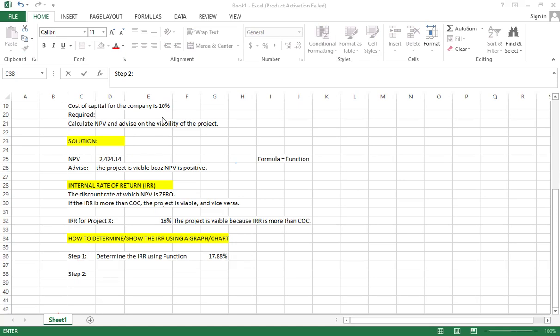All right. Now, step number 2. After you have determined the internal rate of return using the function, as in step number 1, in step number 2, please proceed to formulate a table of discount rate versus NPV.